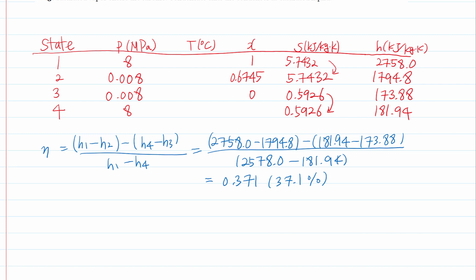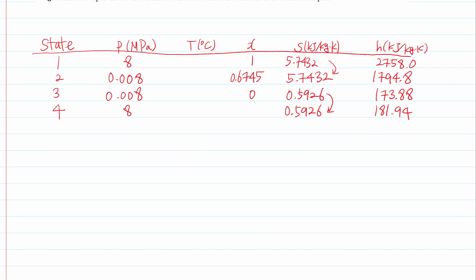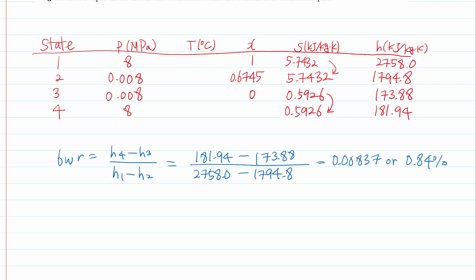So you may think it is quite low efficiency. In this problem, the Rankine cycle operates without irreversibilities. So the actual vapor power cycle would have even lower thermal efficiency. So the second question, determine the back work ratio. So back work ratio is also expressed in terms of enthalpy. So the back work ratio is 0.00837 or approximately 0.84%. So it is typical that vapor power cycles have such a low back work ratio. This means only a small percentage of the turbine work is used to operate the pump.